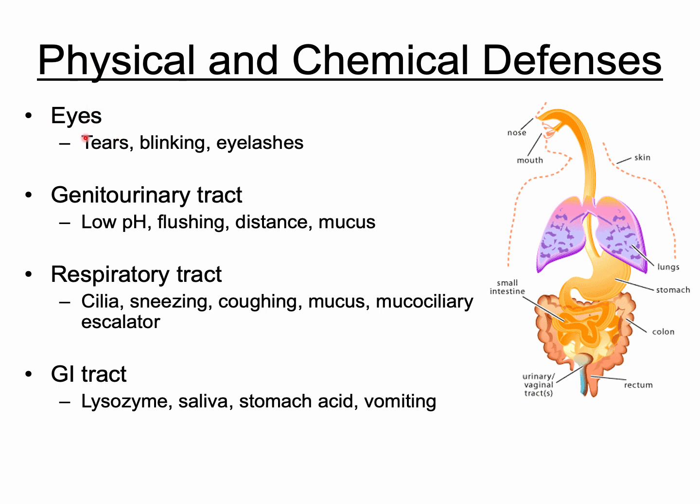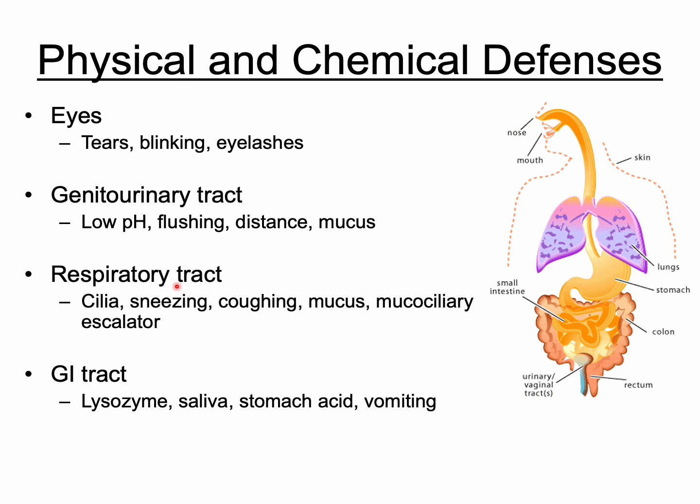Our eyes produce tears, which also have that enzyme lysozyme in them. We are blinking to remove debris from the surface of our eyes, and eyelashes whisk debris away before it gets into our eyes. The genitourinary tract, especially in women, usually has a lower pH to prevent the overgrowth of microbes. And then also the flushing of urine through the urethra to remove the microbial load, and the production of mucus from those mucous membranes.